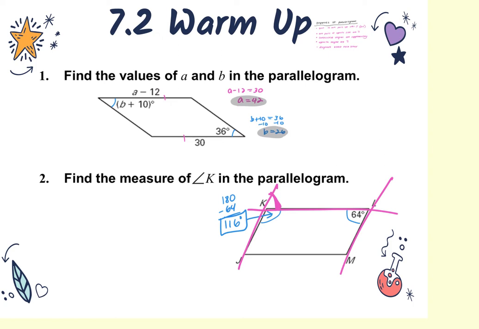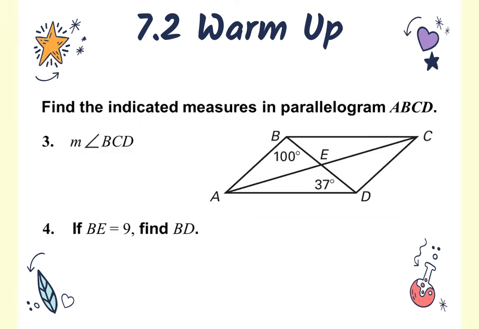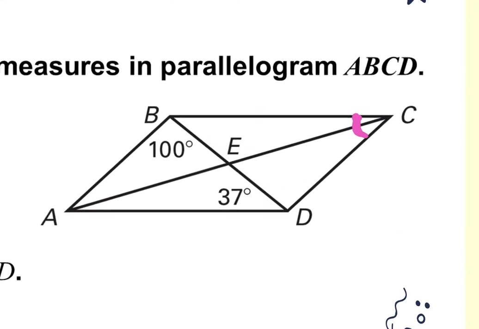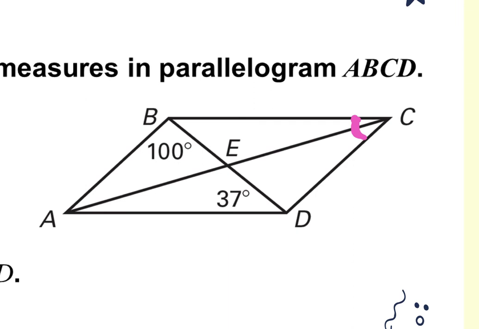Marcia, you had a question or no? Are we doing the next one? Yep. All right, 3 and 4 say find the indicated measures in parallelogram ABCD. So in the instructions, it tells you that it's a parallelogram. So BCD is this whole angle, right? How do you find it? Basically, angle ABD is the same as angle BDC, so the one right next to 37. So that whole angle D is 137.